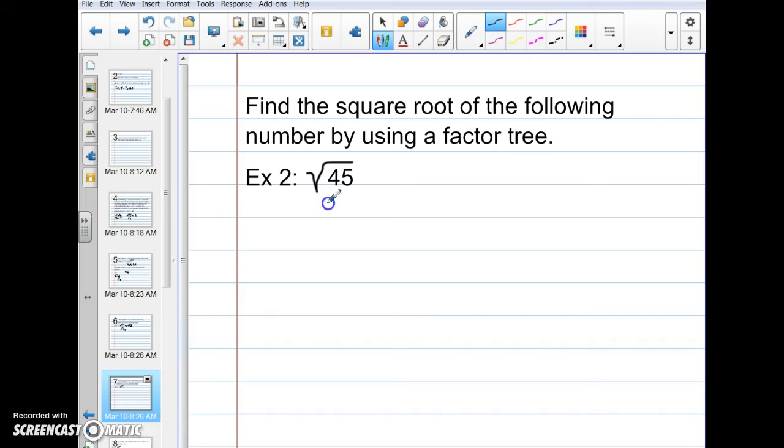Alright, now here I have 45. I'm going to do the same thing. Now 45, I happen to know that 5 goes in there and 9 goes in there. Now 5 is prime, so I'm done with that. This one's not prime, so I'm going to factor that further, and I get 3 times 3. Now, here's what I meant by having pairs. I have 2 3s here, a pair of 3s. So I'm going to circle that, and I'm going to write the 3 on the outside of the square root, because this is a perfect square. If I take the square root of this, the answer is just 3.